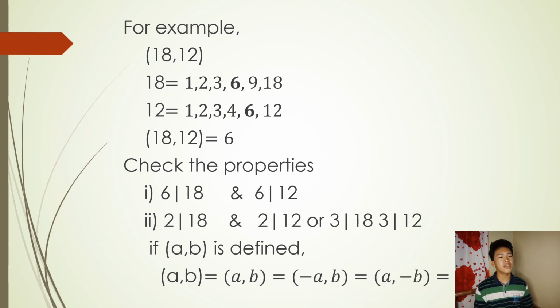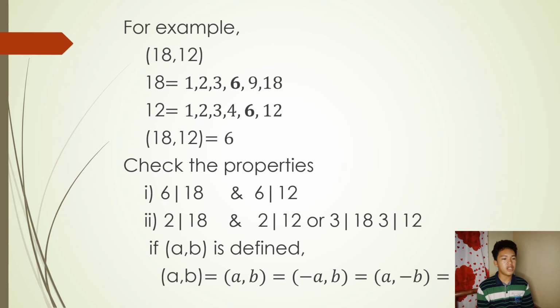So we have an example. The GCD of 18 and 12 is 6. When we factor, the positive divisors of 18 are 1, 2, 3, 6, 9, and 18, and of 12 are 1, 2, 3, 4, 6, and 12. So the greatest common divisor is 6.